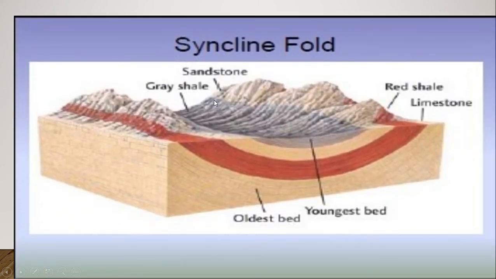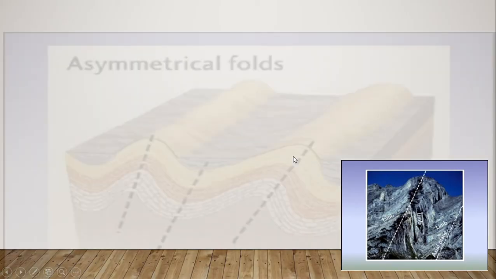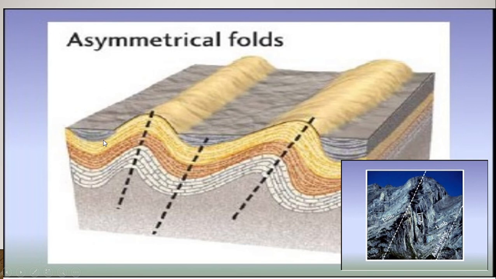The syncline fold. We have the sandstone, the gray shale, the red shale, and the limestone. This is the youngest bed, and this is the oldest bed. So this is how the syncline fold looks like. We have the upper surface here, composed of different types of rocks. Asymmetrical fold looks like this. The direction is upward, and it forms like a wave, like this one.